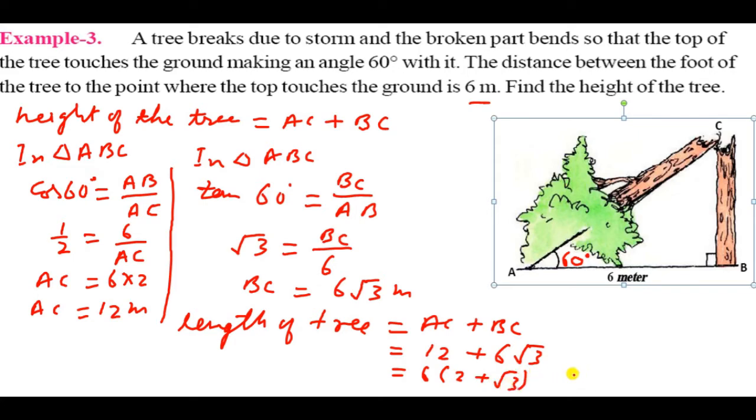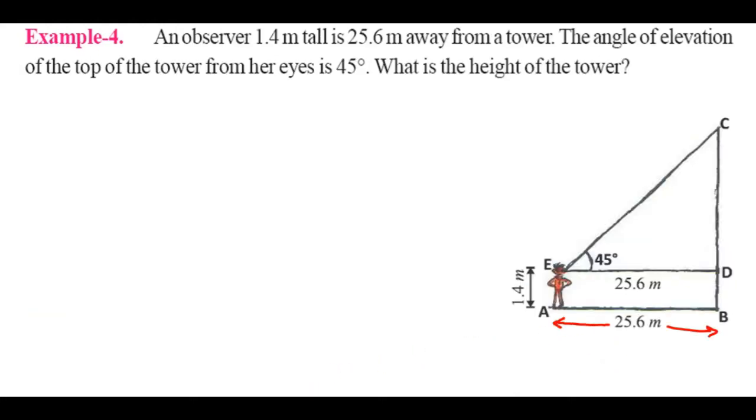Now come to the next question. An observer 1.4 meter tall, that one is the observer, is 25.6 meter away from the tower. This is the tower, BC is the tower, and the observer is 25.6 meter away from this tower. The angle of elevation of the top of the tower from her eyes is 45 degrees. This angle is 45 degrees.